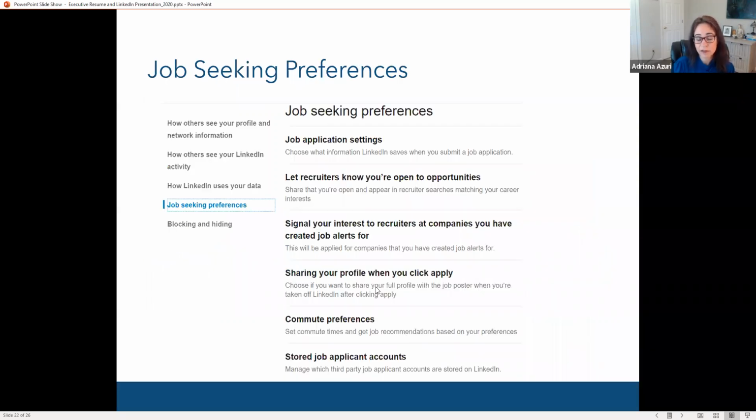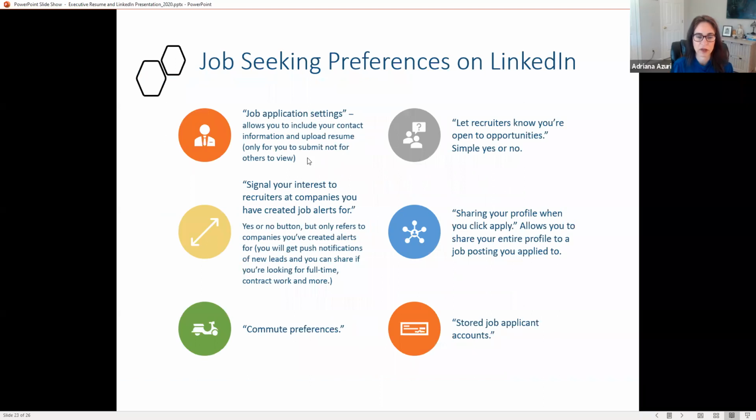So then after your LinkedIn, you're really happy with it. You think it's really good. It tells you at one point that you're a rock star at the top, which means you've completed all of those sections really well. Go into that job seeking preference and you'll be able to click that. So if you click your name, you click on privacy and security, and then it'll bring you to this. Click on job seeking preferences, because this is really key to making sure that it's completely set up well for recruiters to find you. Job application settings basically will allow you to include your contact information and upload your resume.